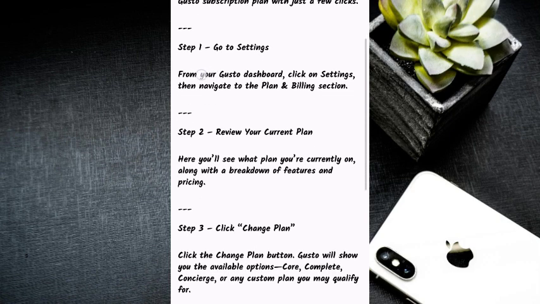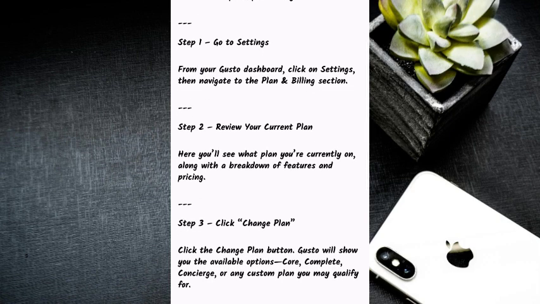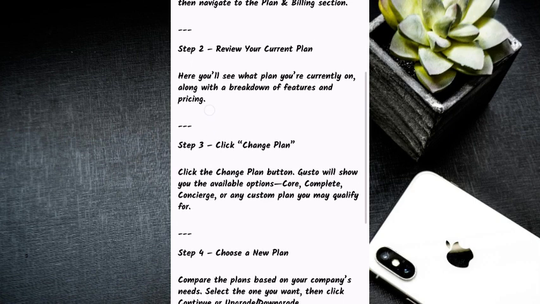Step 2, review your current plan. Now here you're going to see what plan you're currently on, along with a breakdown of features and pricing. Step 3, click change plan. Now click the change plan button. Gusto is going to show you the available options. There's Core, Complete, Concierge, or any other custom plan that you may qualify for.